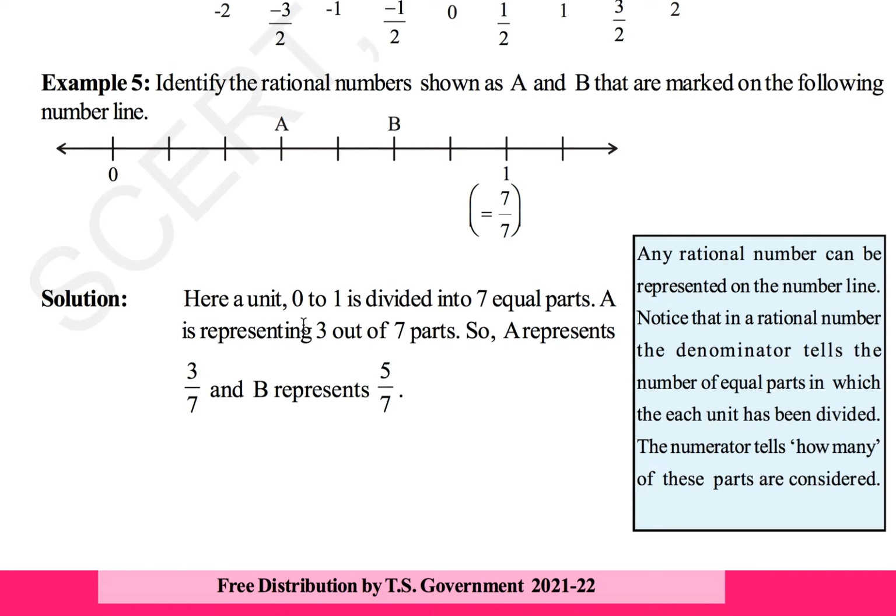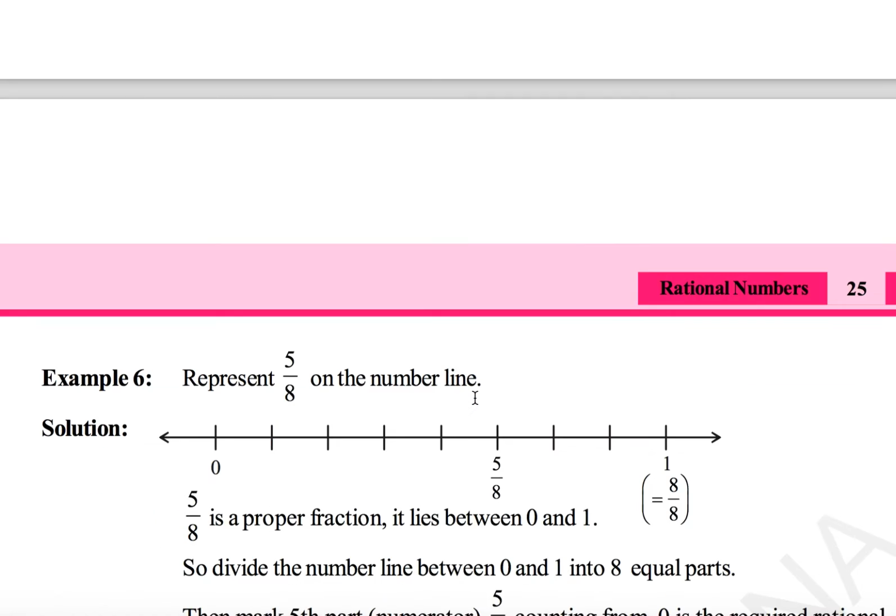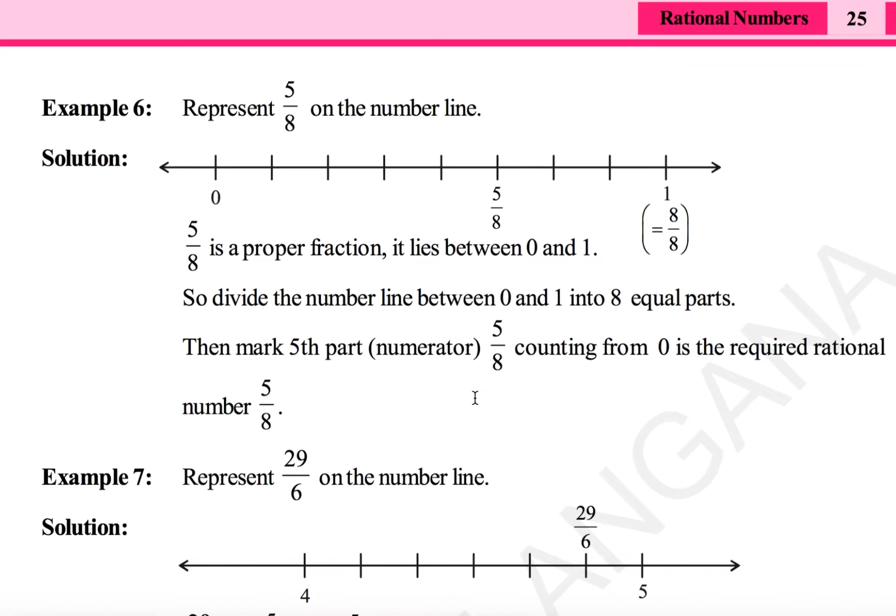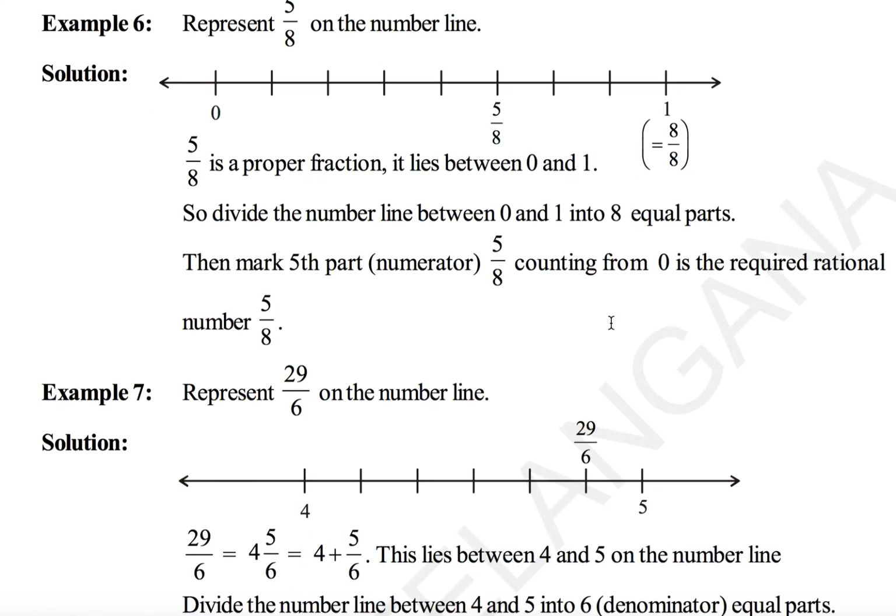Here the unit is 0 to 1, and the division from 0 to 1 is divided into 7 equal parts. So A is representing 3 out of 7, so 3/7. Here B represents 5 out of 7, 5/7. Represent 5/8 on the number line. You have to make 8 equal divisions. The fifth one gives you 5/8.